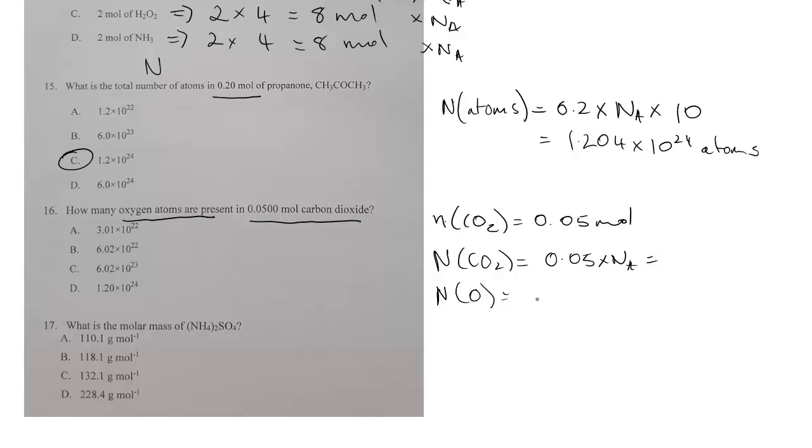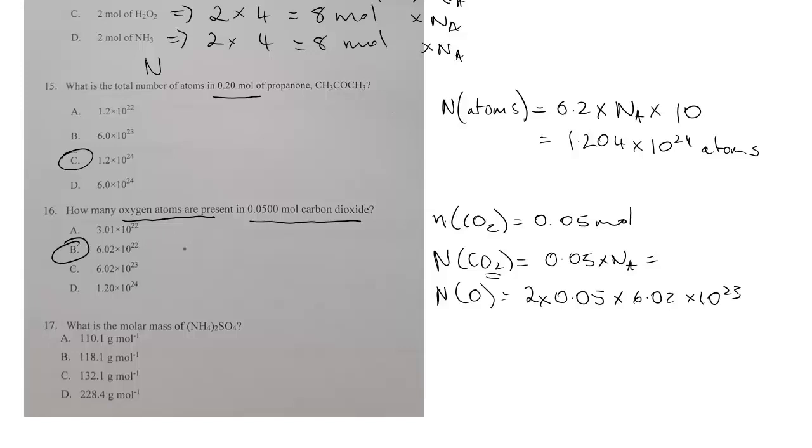So the number of oxygen atoms is, in every carbon dioxide there are 2 oxygen atoms. So we would have to go 2 times 0.05 times Avogadro's constant. Okay, and when you work this out, it is answer B. Oh, sorry. Let me just double check. Yes, it is answer B.